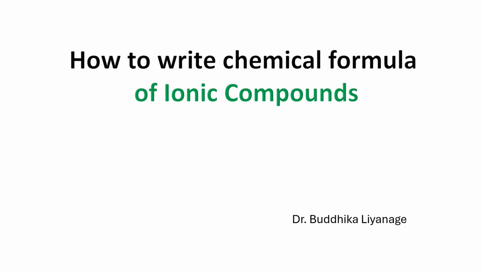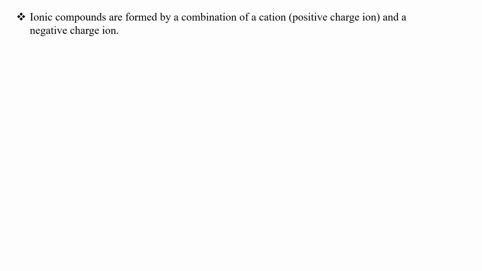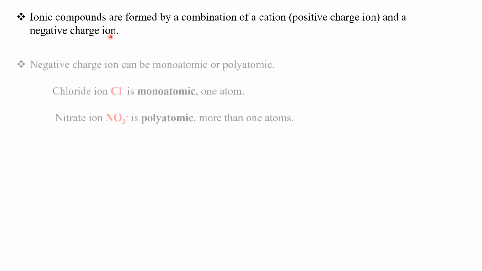Hello, how to write a chemical formula of ionic compounds. How are ionic compounds formed? Ionic compounds are formed by the combination of a cation, that means a positive charge ion, and an anion, a negative charge ion. So positive charge ions, cations, and negative charge ions, anions, electrostatically attract each other to form an ionic compound.